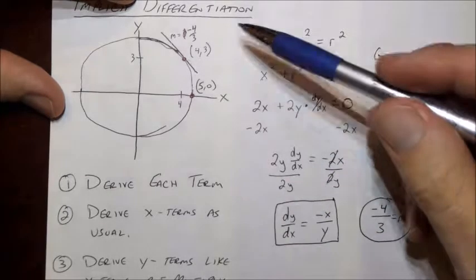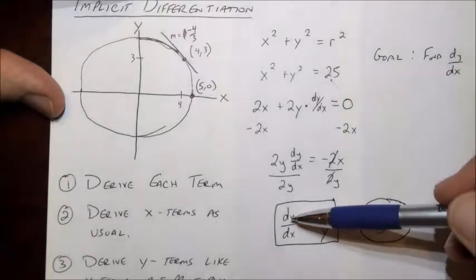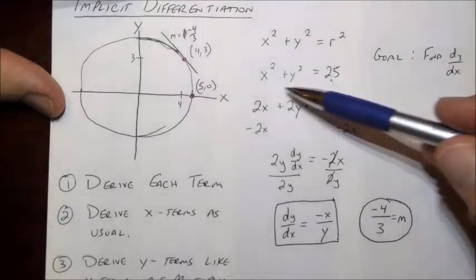So implicit differentiation is a way for us to find the derivative of some kind of equation which has x and y on the same side.